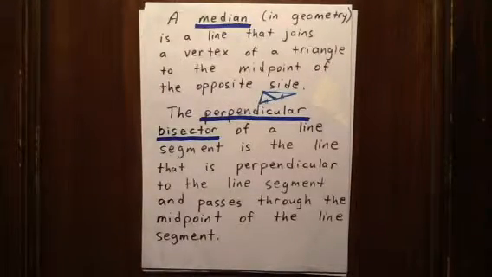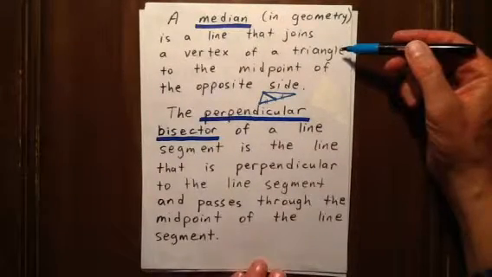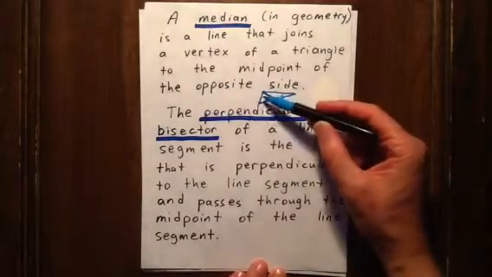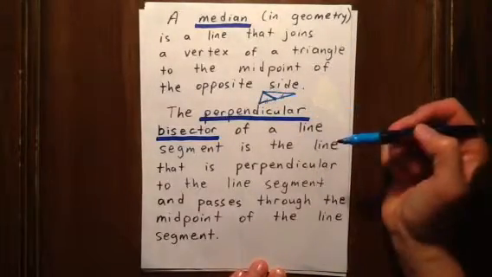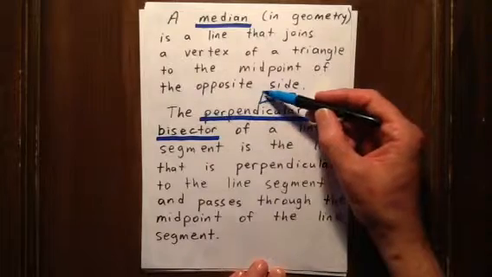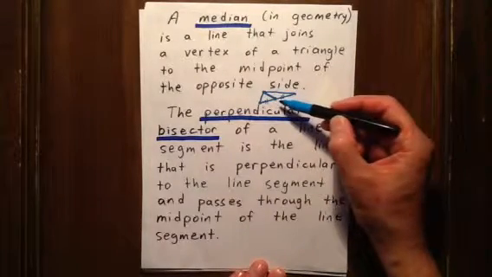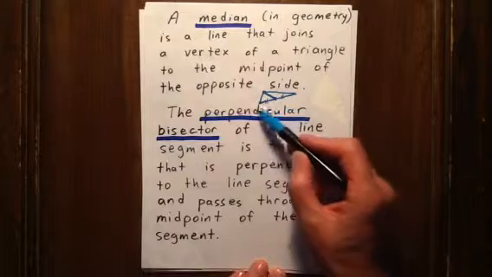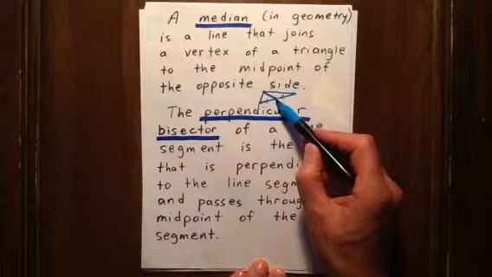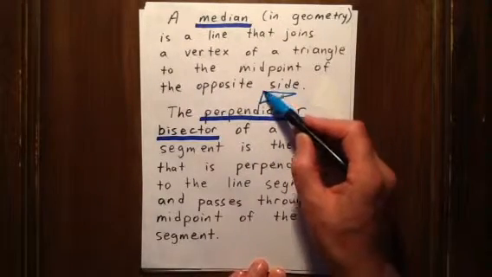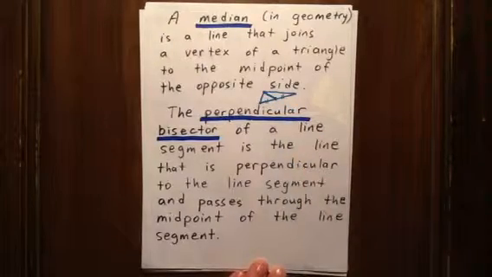Now, a couple of concepts that employ the idea of a midpoint are medians and perpendicular bisectors. A median is a line that joins the vertex of a triangle to the midpoint of the opposite side. So picture this blue triangle right here. If we were to join this vertex to the midpoint of the opposite side, we could say this is the midpoint. The median would be this line that cuts through the middle from the vertex to that midpoint.